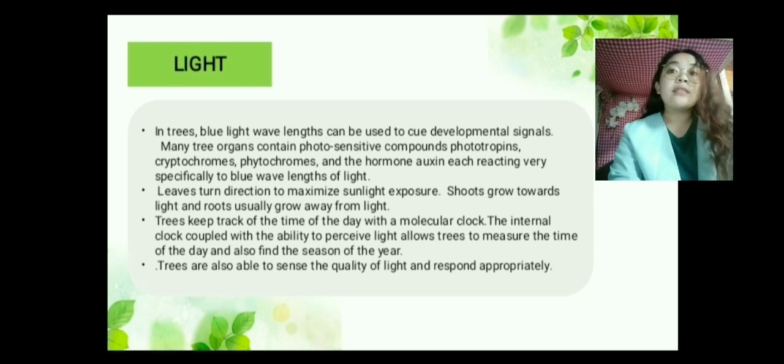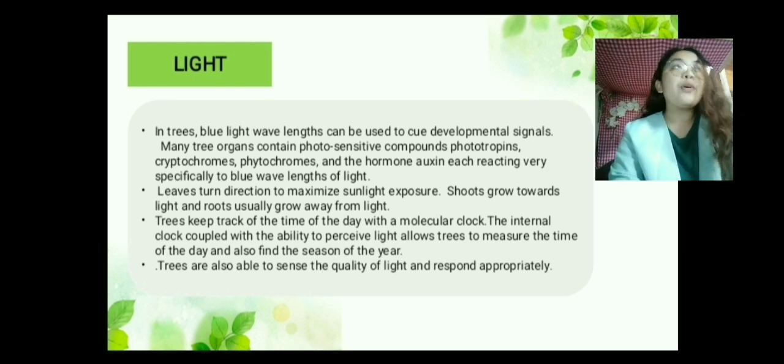Trees keep track of the time of day with a molecular clock. This internal clock is set to the solar clock every day using sunlight. The internal clock, coupled with the ability to perceive light, allows trees to measure the time of day and also to find the season of the year. This is how many trees know when to flower or change leaf color, like in autumn. The seeds of many trees sprout only after they are exposed to light. Trees are also able to sense the quality of light and respond appropriately.